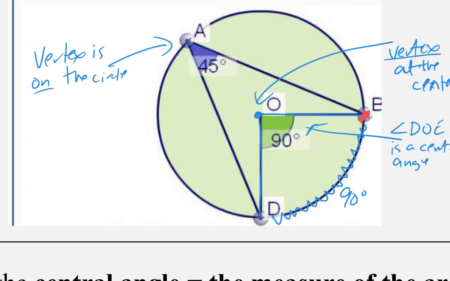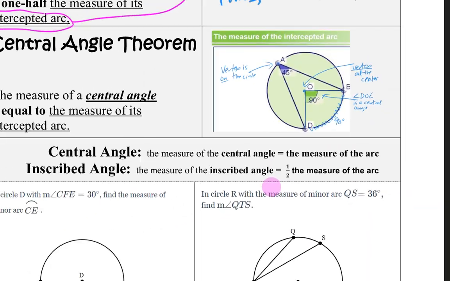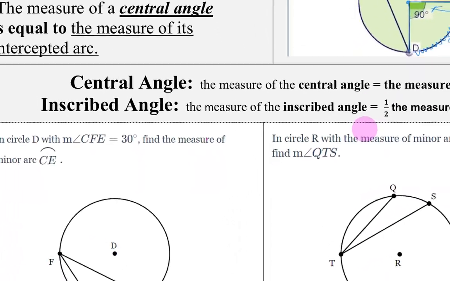If this is on the center, that means it's the same. So if that's 90, that's 90. If that's 90, that's 45. All right? So hopefully that makes sense so far. If not, let's get right into some practice.